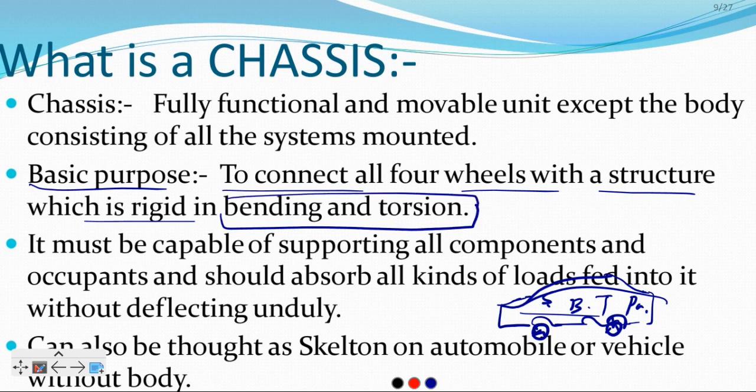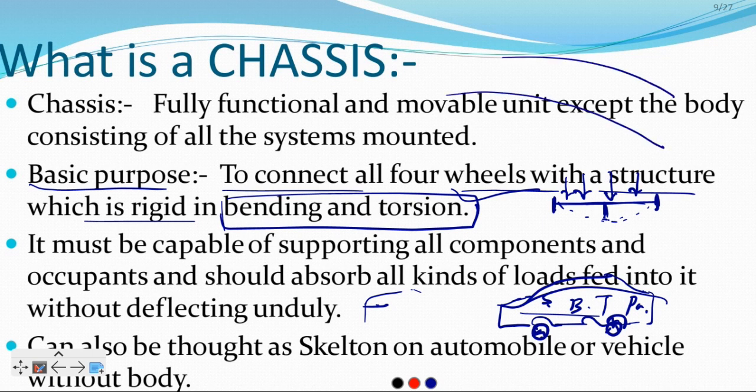This one is a very important thing: bending and torsion. Suppose we have a rod and we fix it like this. If a vertical load is applied here, it will try to bend like this. This phenomenon is called bending. So this frame or chassis is designed to resist the bending moment and torsion.